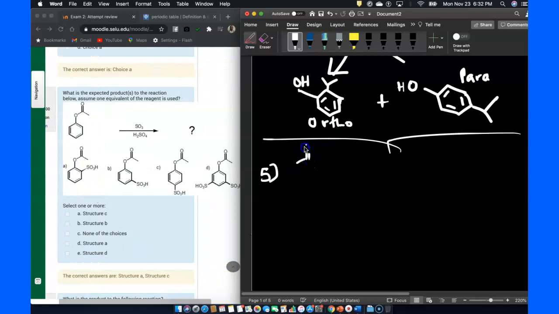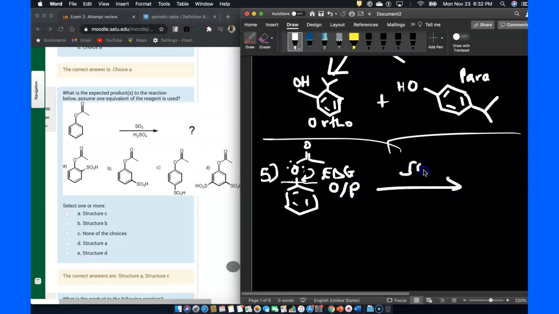Again, I see a reaction which is electrophilic aromatic substitution. I first of all see that this oxygen has lone pairs, so it can donate the lone pairs into the ring. So this whole substituent is an electron donating group. I told you it's going to direct your electrophile ortho-para.